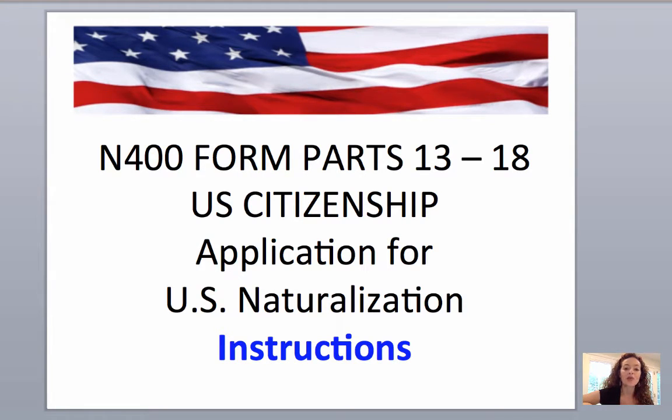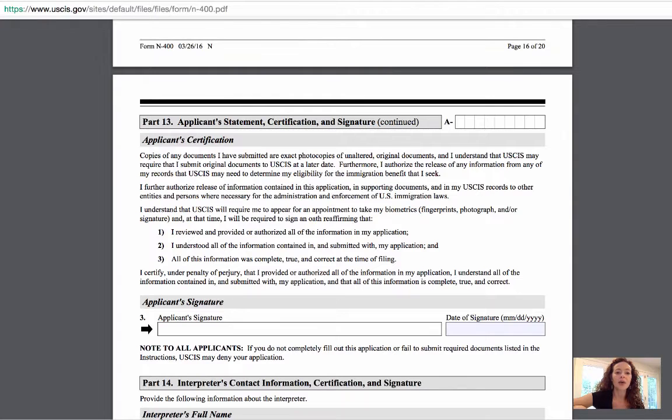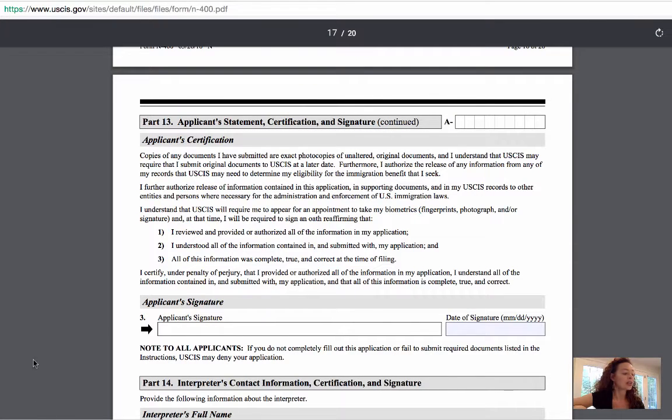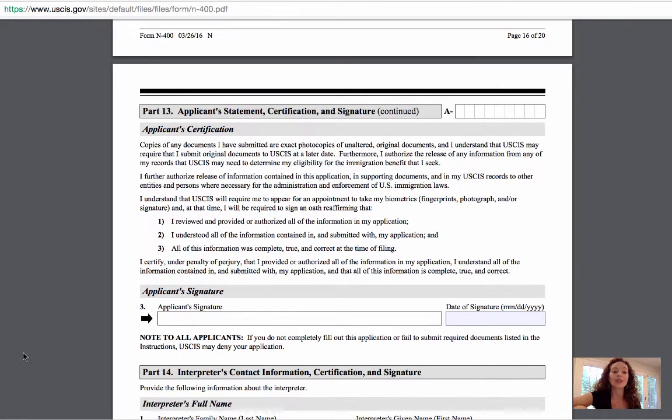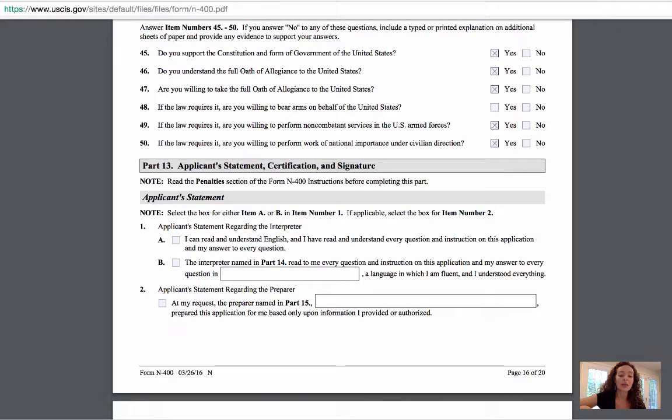This is the N400 form, the U.S. Citizenship Application for Naturalization. All right, so let's just get started right away. We are on part 13. Remember, this is one in a series of videos that I have out. So part 13 is the applicant's statement, certification, and signature.